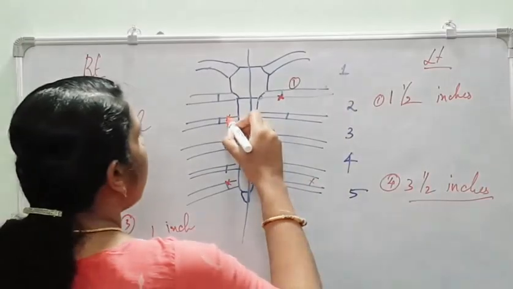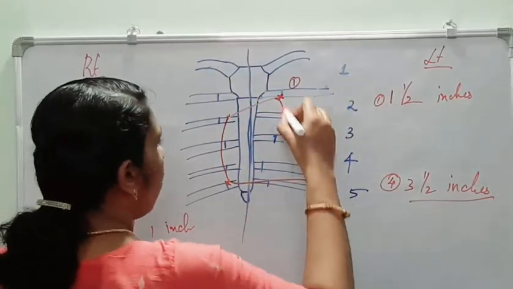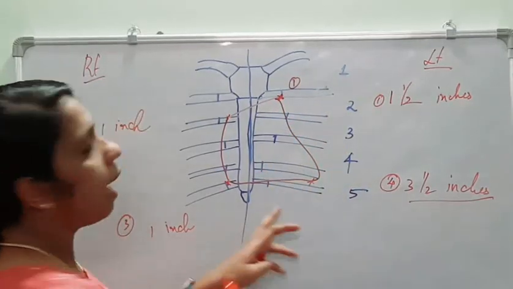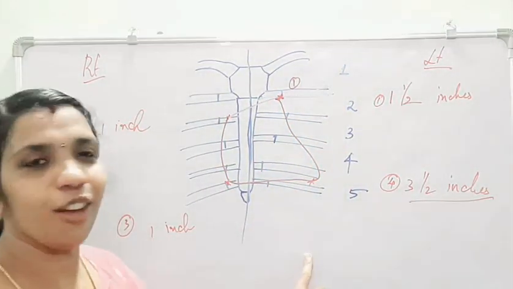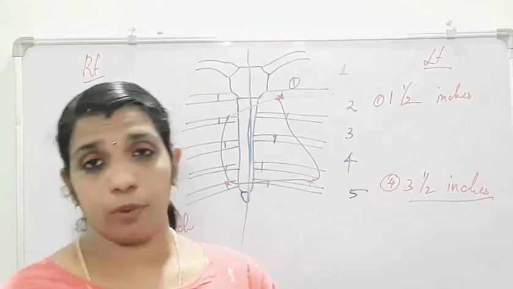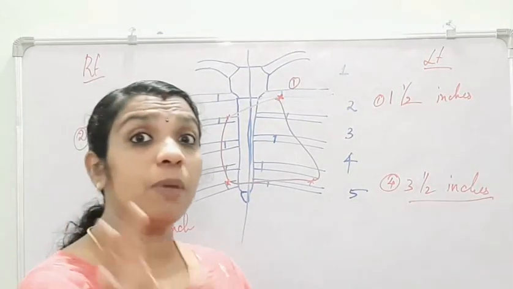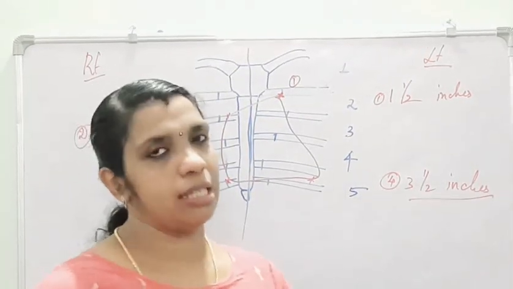So you join all these 4 points. Okay. So we are joining all these 4 points and we get the surface marking of the heart. You understand? Very, very easy. You remember all these 4 points, which is very important while reading an ECG, while keeping the position of leads in an ECG.